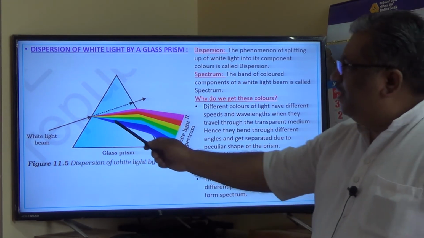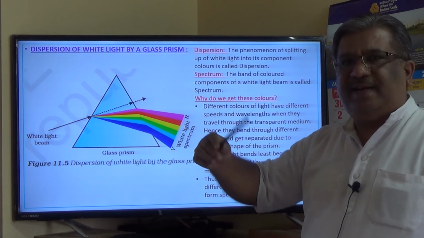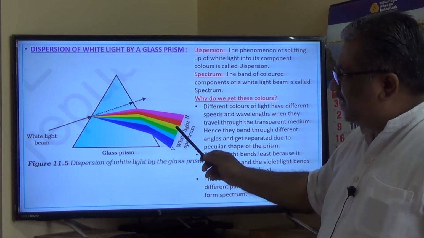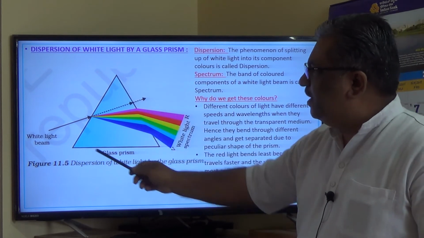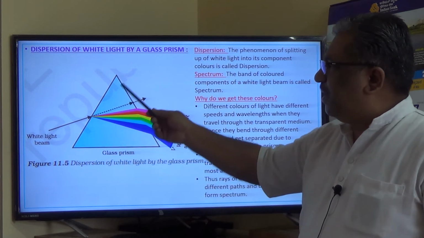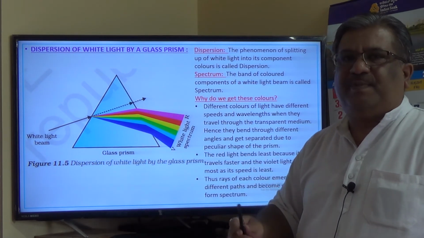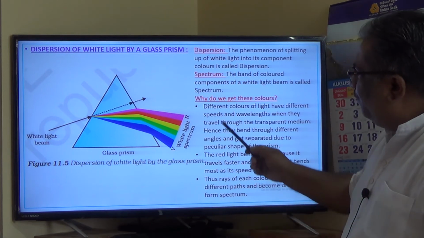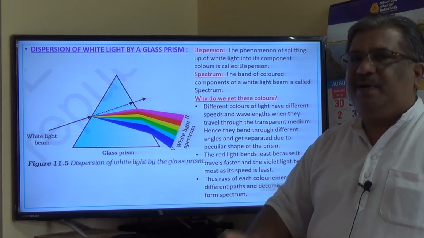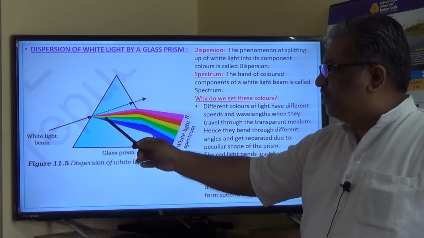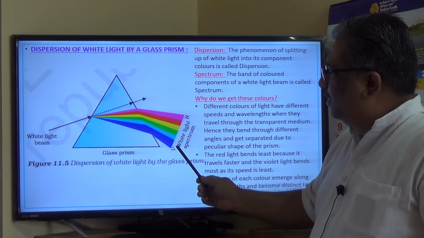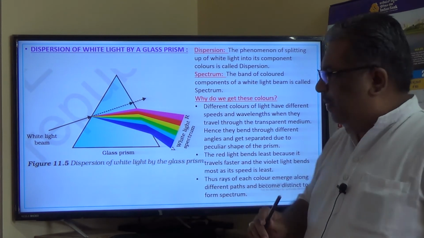Very interesting. Different colors will bend by different angles due to different speeds and wavelengths in a medium, and these colors get separated further due to the peculiar shape of the prism. These are the two reasons for which, if white light passes through a prism, a phenomenon called dispersion is observed. I hope you understand. So this first bullet very clearly explains the splitting up of white light into its constituent colors and also the further separation of the colors to produce something called a visible spectrum. I hope you have understood.